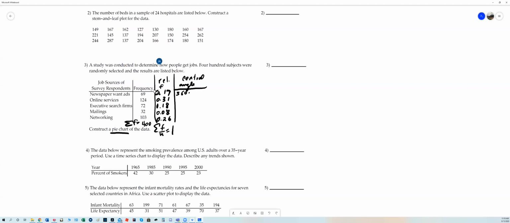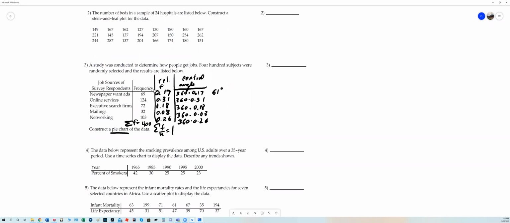360 times 0.17. We take 360 times 0.31. We take 360 times 0.18. We take 360 times 0.08 and 360 times 0.26. So I'm going to go ahead and do that here. I got 61.2 degrees. I'm going to go ahead and write 61 degrees here.